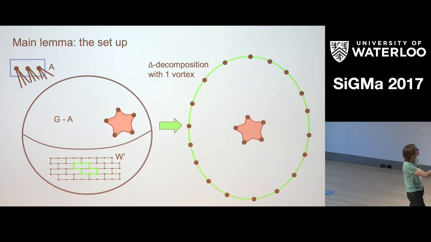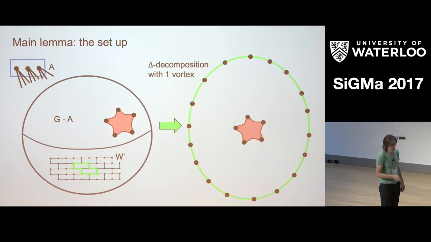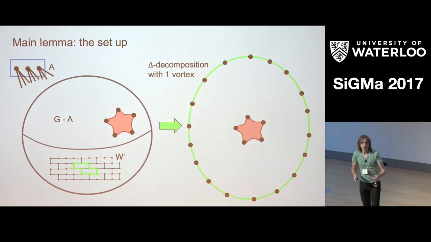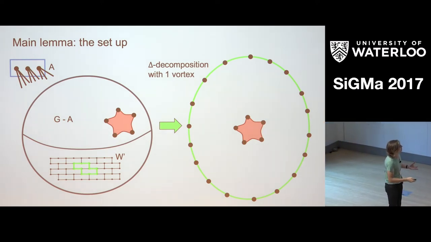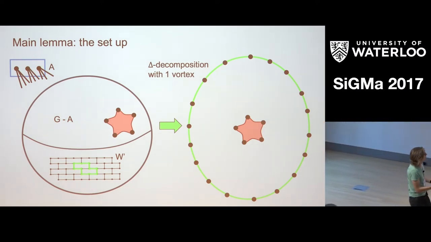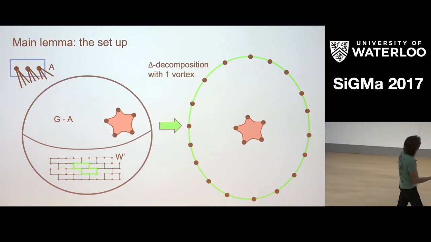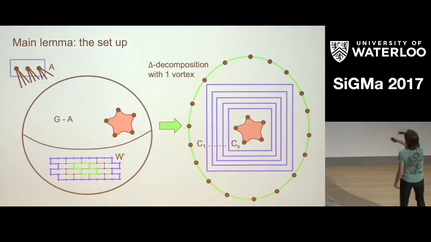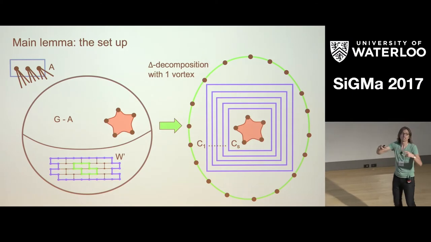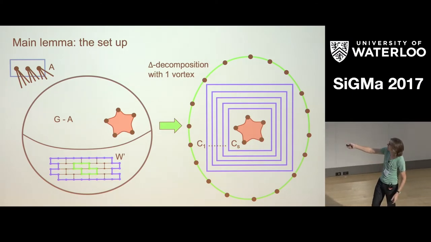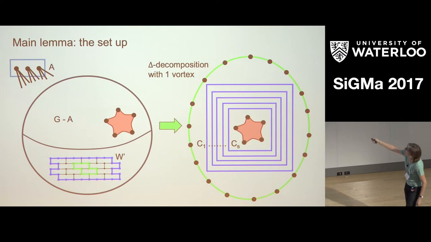So I get a disk decomposition with a single vortex living in the middle, right? But the wall is giving me other stuff too, right? So as I take concentric cycles in the wall around the green guy here, what is that giving me over in the cut graph? It's giving me a sequence of concentric cycles all wrapped around the vortex living in the middle. Right? So I call that, we have C1 to CS here.